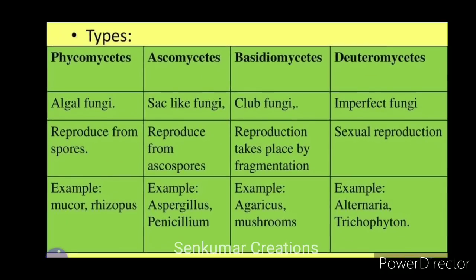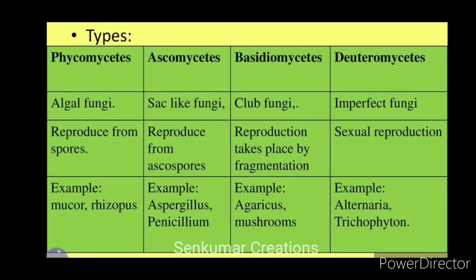See this table, the different types are given here very clearly: Phycomycetes, Ascomycetes, Basidiomycetes, Deuteromycetes. Phycomycetes are algal fungi that reproduce from spores. An example is Mucor and Rhizopus. Ascomycetes are sac fungi reproduced from ascospores. Examples are Aspergillus and Penicillium, the best examples for Ascomycetes.